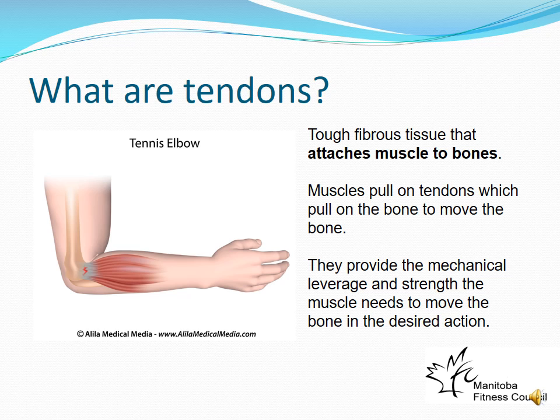Tendons also are unable to shorten and contract. It's the muscles that shorten and contract, and in turn they pull on a tendon, and the tendon will pull on the bone. So a muscle will shorten, pull on a tendon, the tendon pulls on the bone, and movement occurs at a joint. The ligaments reinforce either side of that joint to make sure the muscles can only pull the bone in the desirable plane of motion. So, a tendon is tough fibrous connective tissue that attaches muscle to bone. Muscles pull on tendons, which pull on the bone to move the bone. They provide the mechanical leverage and strength that the muscle needs to move the bone in the desired action.